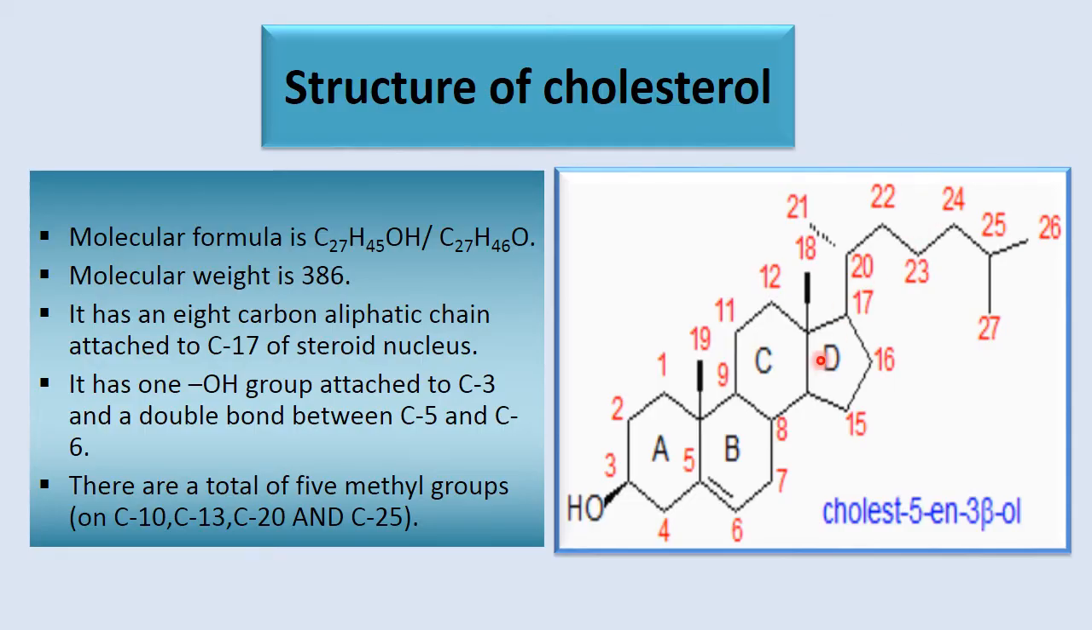Now the structure of cholesterol. We have already seen that there are 27 carbons, one OH at the third carbon, a double bond at 5 and 6, and methyl groups at 19, 18, 21, 26 and 27. So there are 5 methyl groups here.